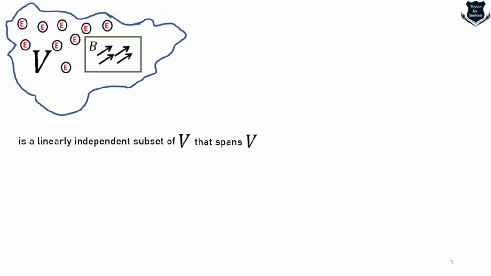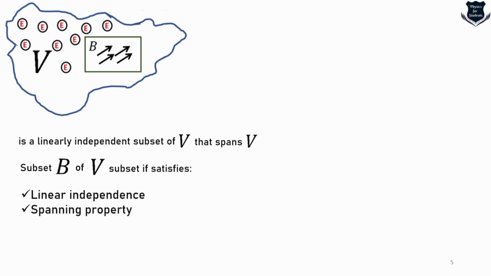So a basis B of a vector space V, the one already on the screen, over a field F, is a linearly independent subset of V that spans V. This means that a subset B of V is a basis if it satisfies two conditions: it should be linearly independent, and it should have the spanning property. These are very common.